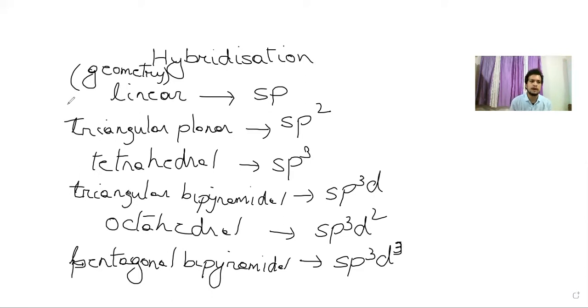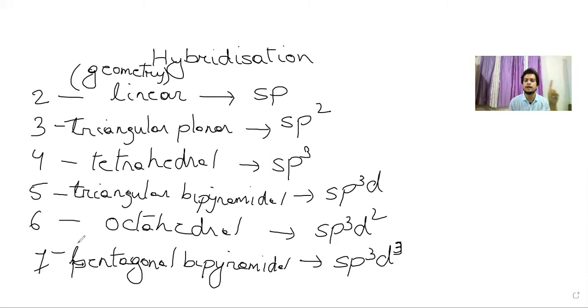Okay, so if I put everything together, number of electron pairs 2, 3, 4, 5, 6, 7. Number of electron pairs 2, geometry linear, sp. Number of electron pairs 3, trigonal planar, sp2. Number of electron pairs 4, tetrahedral, sp3. Number of electron pairs 5, trigonal bipyramidal, sp3d. Number of electron pairs 6, octahedral, sp3d2. Number of electron pairs 7, pentagonal bipyramidal, sp3d3.